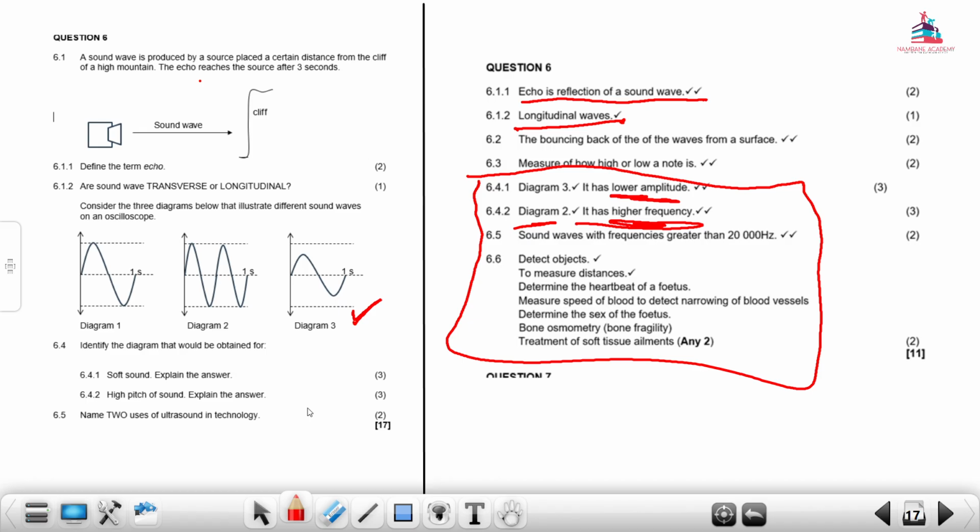Name the two uses of ultrasounds in technology. So you must know your uses of ultrasounds in technology. You can choose from these uses of ultrasounds.